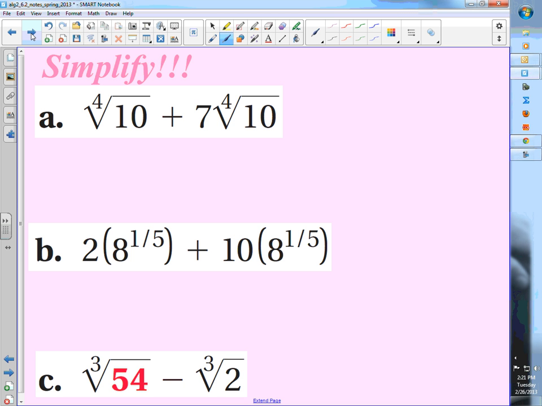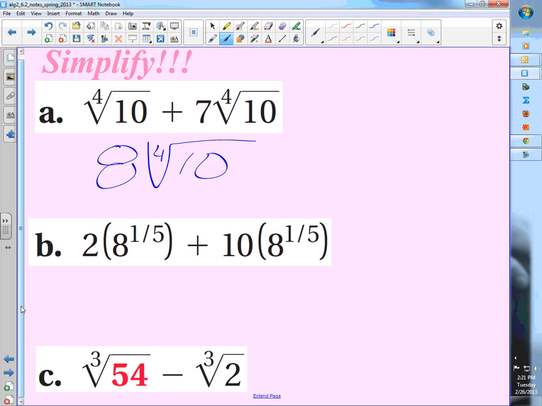So if you're adding the 4th root of 10 and 7 fourth roots of 10, what would you get? 8 fourth roots of 10. Okay?